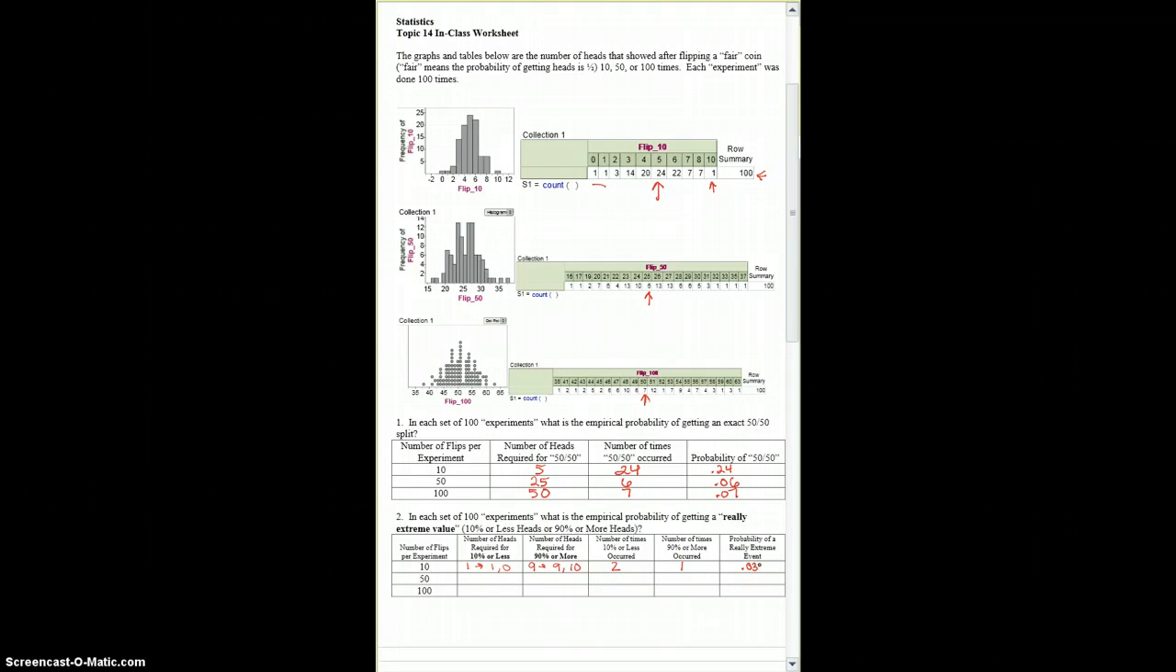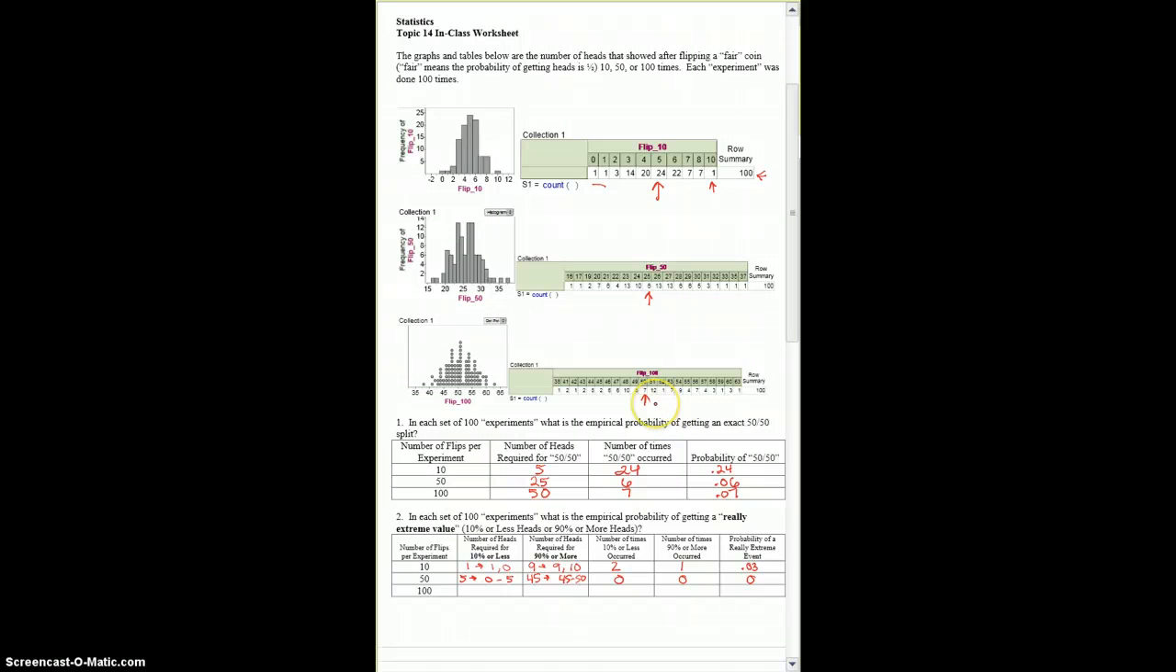If you flip it 50 times and you're looking for 10% or less, well, 10% of 50 is 5, so that would mean the numbers 0 through 5 would be an extreme event, and that never happened here. So I'm going to put a 0. If I want 90% of 50, that's 45. So that means that 45 to 50 would be extreme events on the high side. And if we look up here, that never happened. So based on my simulation, the probability of a really extreme event is 0.